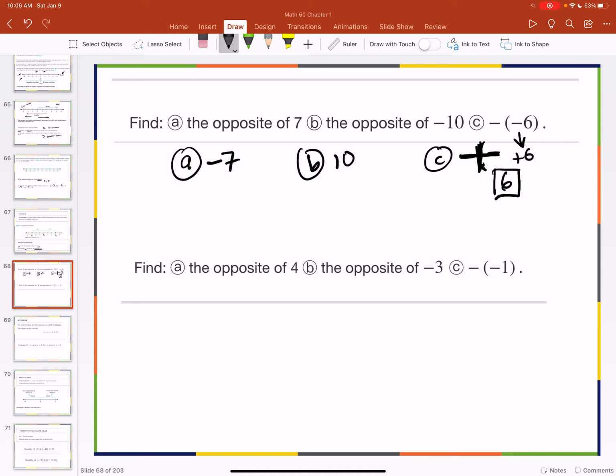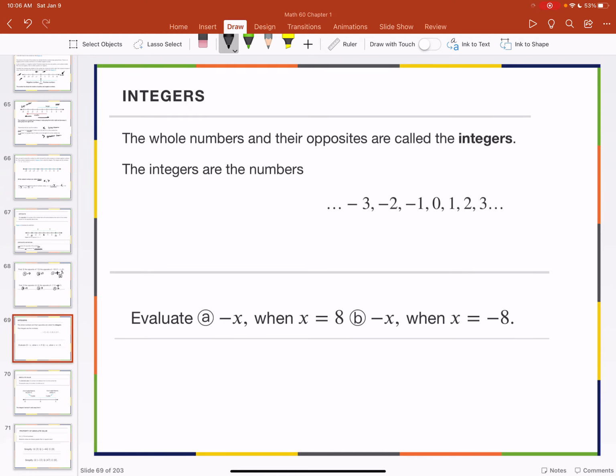Okay, so A, find the opposite of +4. On the number line, the opposite of 4 is -4. The opposite of -3 would be +3. And then again, this little sleepy eye kind of thing can become a plus, and that's a 1. Or you can think of it as the opposite of -1, which is +1. Okay, so whatever floats your boat, however you want to think about it, it's all good, as long as it's correct. Okay, so integers, we just said that.